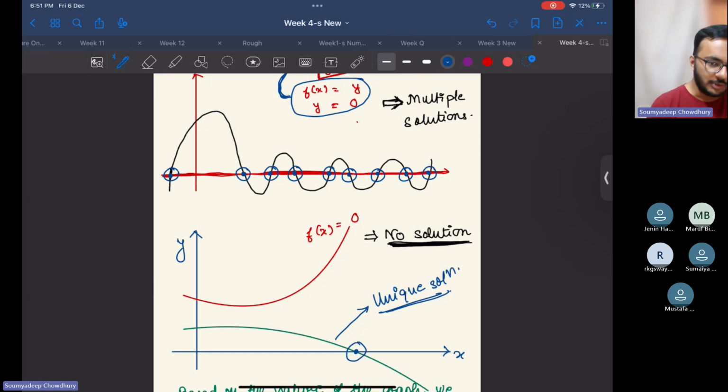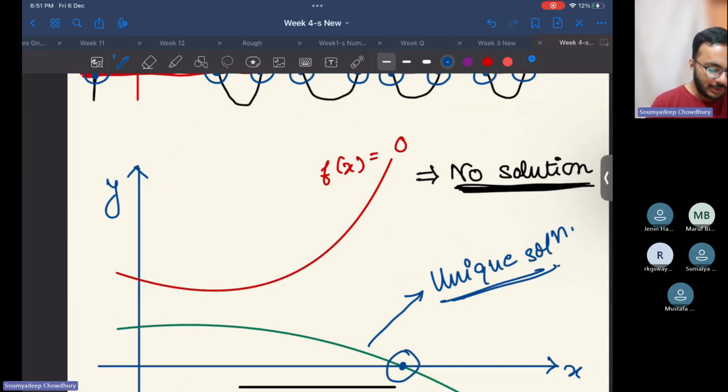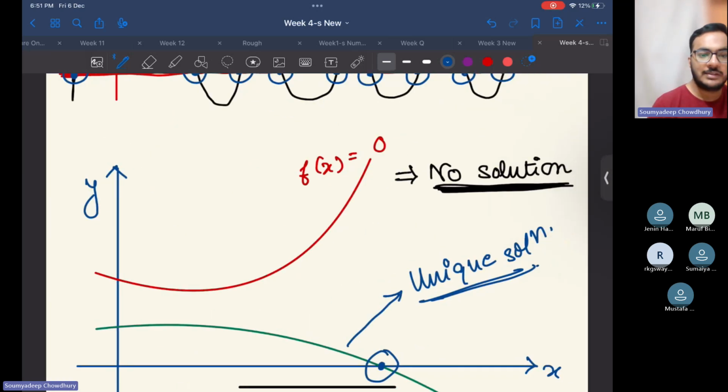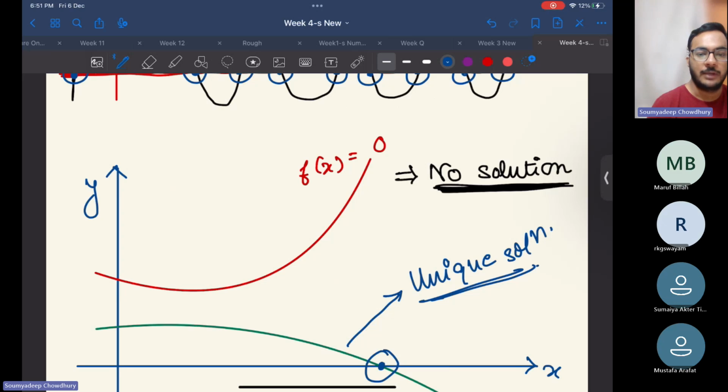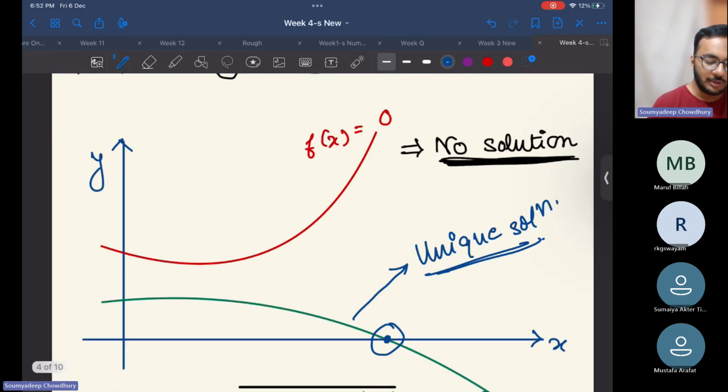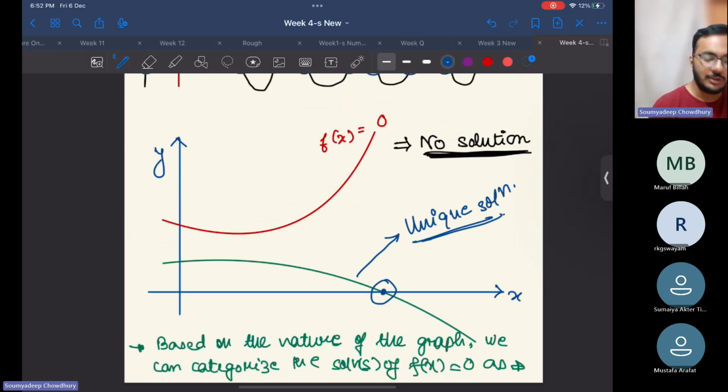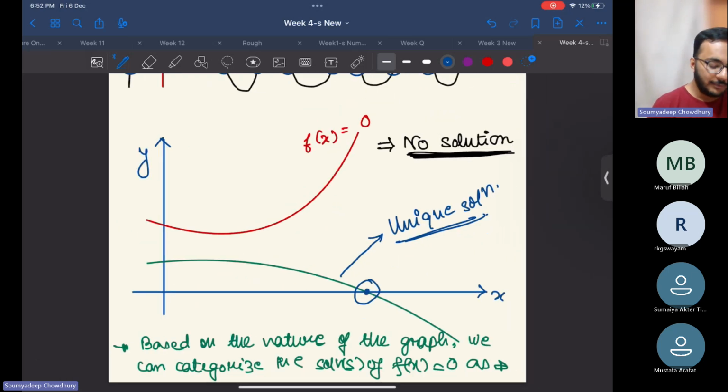So when is there no solution? If you have a graph like this, the red one shown here, it doesn't intersect with the x-axis at any point. For none of the values of x does it intersect the x-axis. So we say that f(x) equals 0 does not have a solution. And the green curve here intersects the x-axis at a single particular point, and then we call it to have a unique solution. Okay.